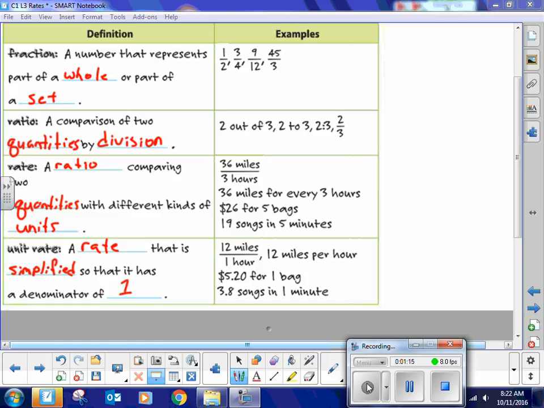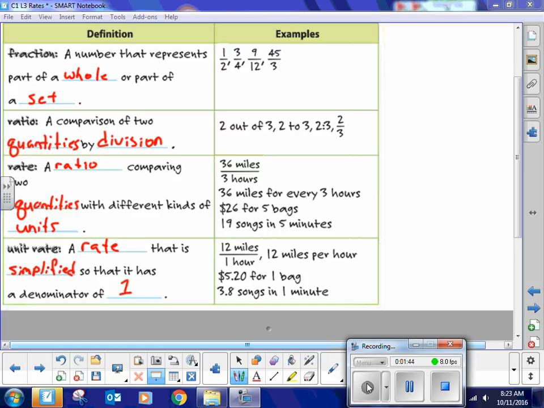The last essential question is, how are rates and ratios similar? A rate is a ratio. It's just that it's with two quantities of different kinds of units. Like over here, you have miles over hours, 36 miles over 3 hours, 36 miles for every 3 hours, $26 for 5 bags, 19 songs in 5 minutes. It is two quantities with different types of units.